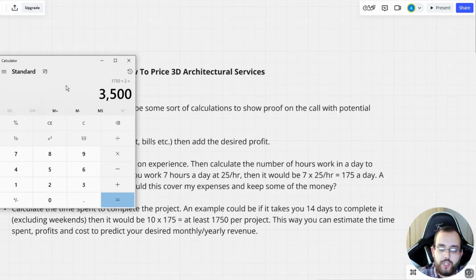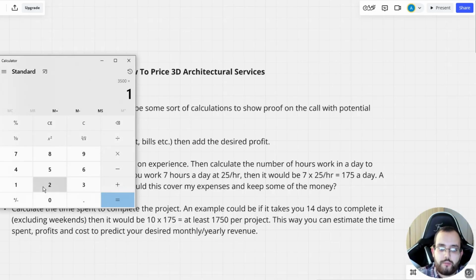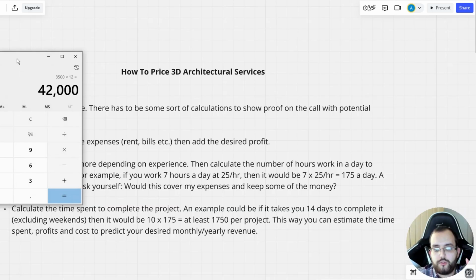I will be making 3,500 euro or pound or dollars per month. Now, that's per month, by the way. If I times it by 12, for example, I'll be making 42,000 a year. So this is what I make. Well, this is what I don't really make, obviously, but I'll just give you an example. This is the number that's the revenue, how much you make.